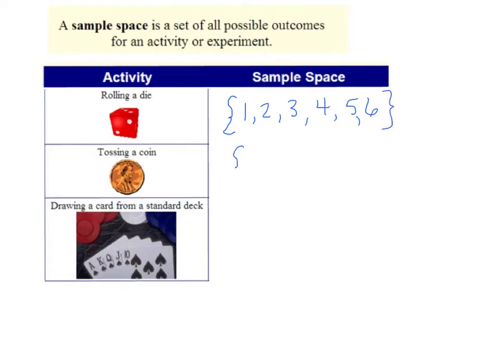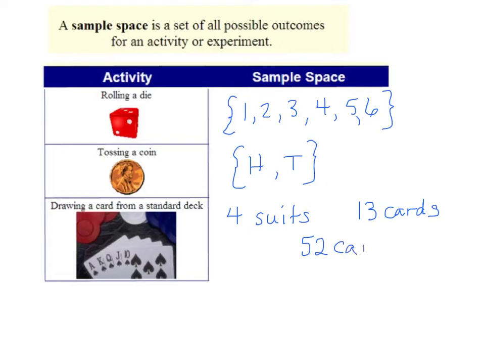Tossing a coin yields 2 possibilities. You get heads or you get tails, right? 1 coin. And then drawing a card from a standard deck of cards, we know that cards have 4 suits, and each suit has 13 cards. So that's going to give you 52 cards in a deck as a sample space. Now, if you wanted to know face cards or fours or aces, then you would take that as a subset of your sample space.